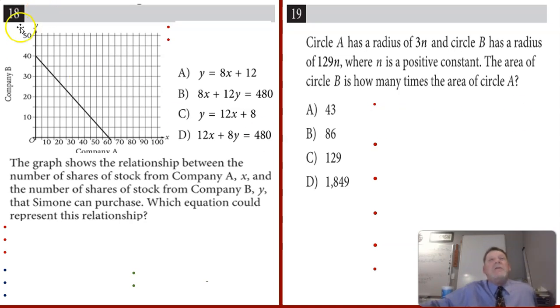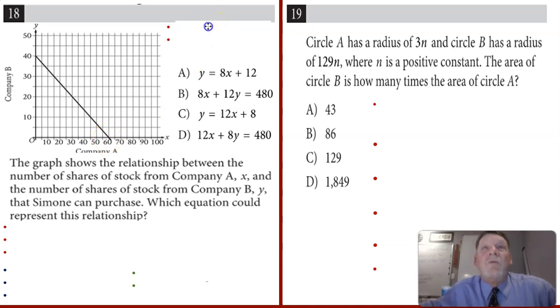For number 18, there's several ways to solve this. You could find the slope and then compare the slopes of these. You could also just say, now wait a minute. I know that the y-intercept is 40 because the y-intercept is where that graph crosses the y-axis. And I know that the x-intercept is 60. I'm going to use those in a minute.